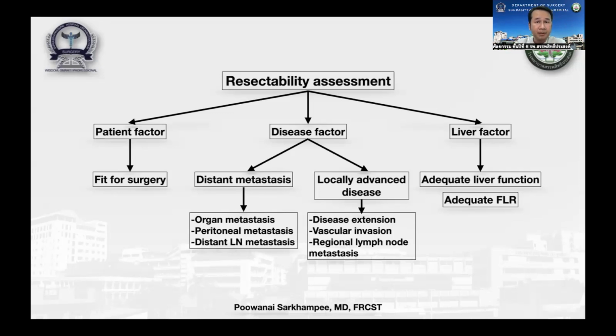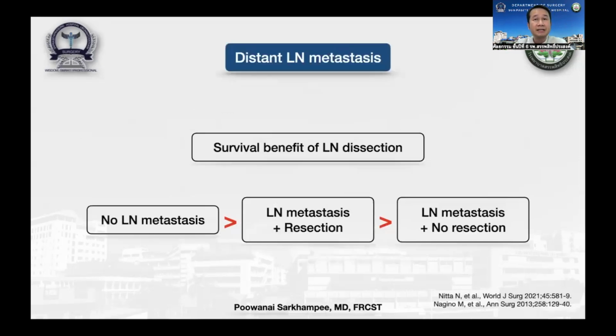So about distant lymph node metastasis, I mean lymph node group 16 and group 9, we call it distant lymph node metastasis, but lymph node group 12 or group 8 or group 13, we call it regional lymph node, okay? So distant lymph node metastasis means lymph node group 16 and group 9, okay?